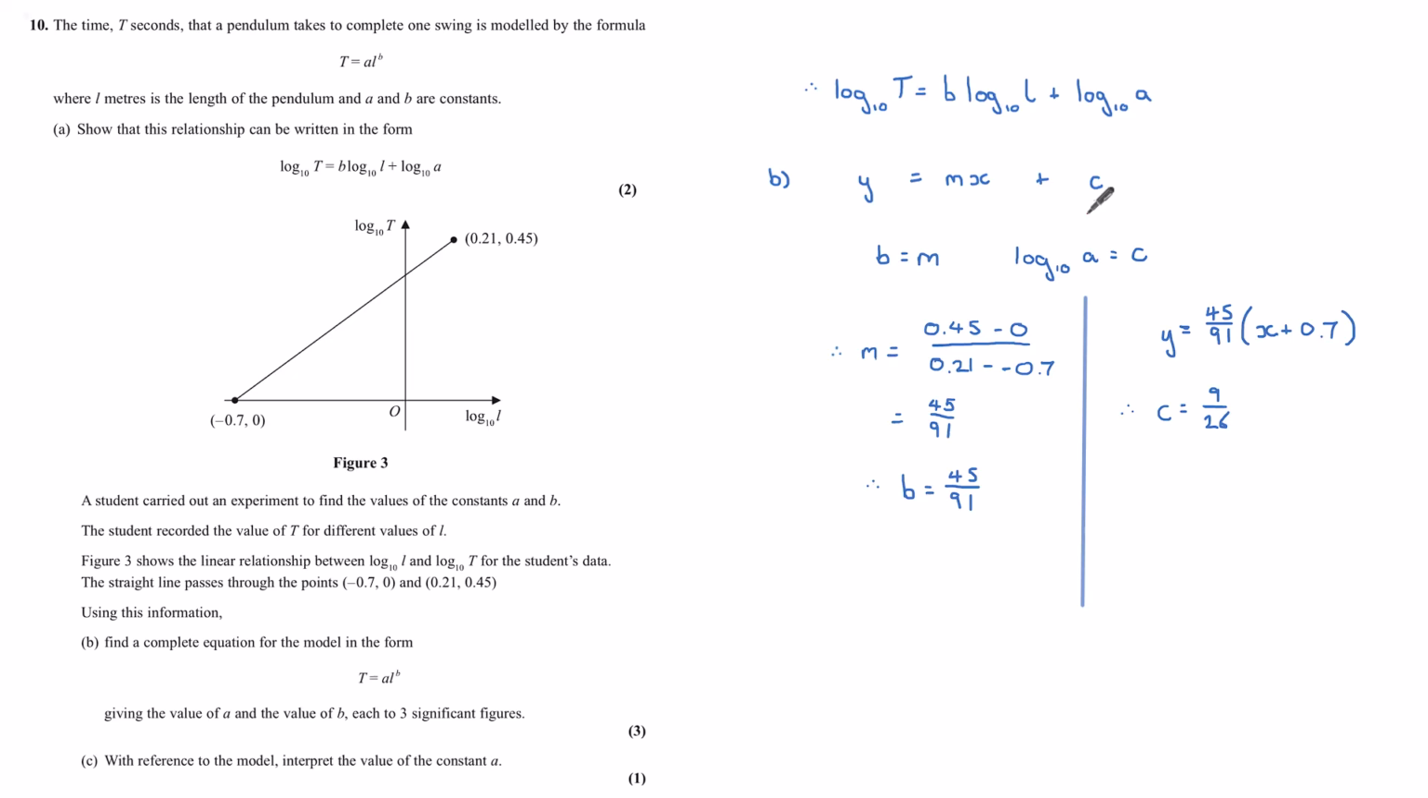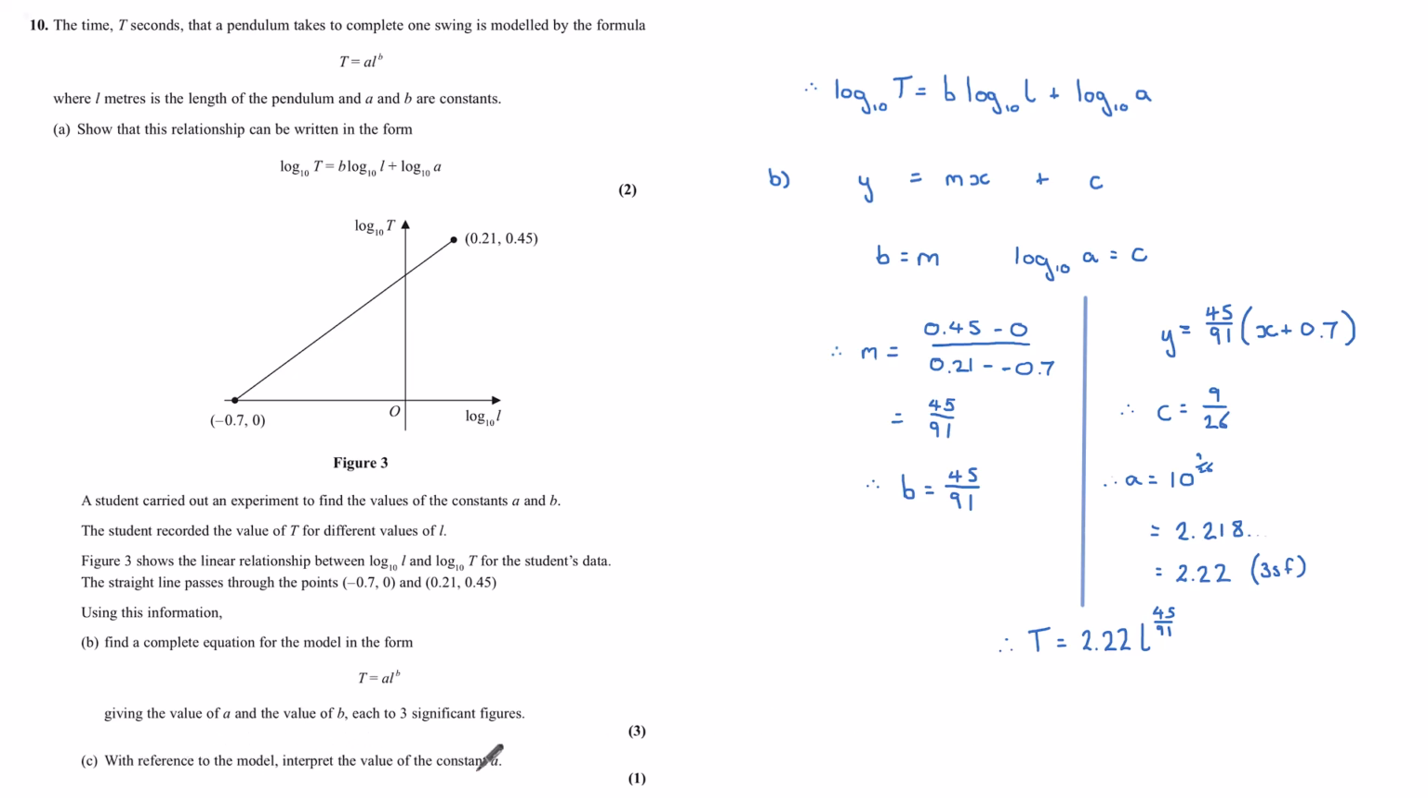Now c, as we've seen, is equal to log base 10 a, which means a is equal to 10 to the power c, so 10 to the power 9/26, which is 2.218 and so on, which to three significant figures is 2.22. So now I have a and b, I can write my complete equation. T is equal to 2.22 L to the power 45 over 91.